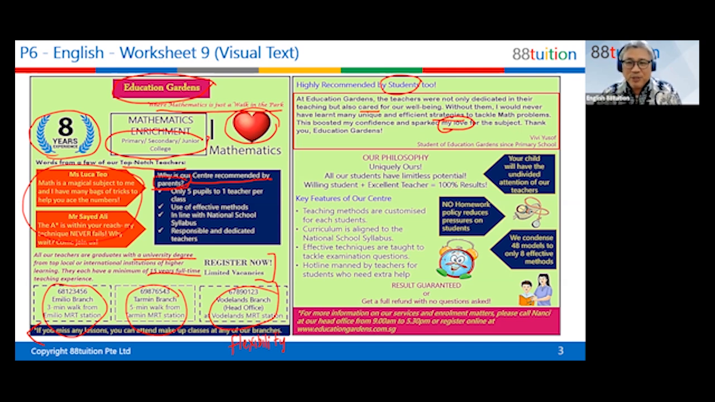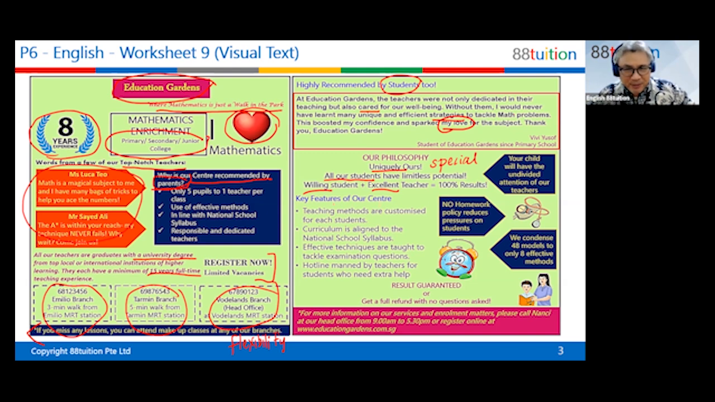So our philosophy, uniquely ours, trying to make themselves special, right? So there's a sense of specialness. We are special. All our students have limitless potential. Willing student plus excellent teacher equals 100% results. So they are trying to say that the teachers, again, are good quality, okay? And willing students, showing that the students must also work a little bit, right? Or when they say all our students have limitless potential, trying to show that they are very open-minded. They are very welcome, open arms to anybody, okay?